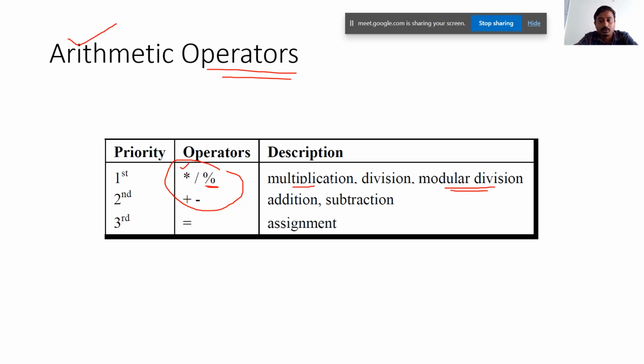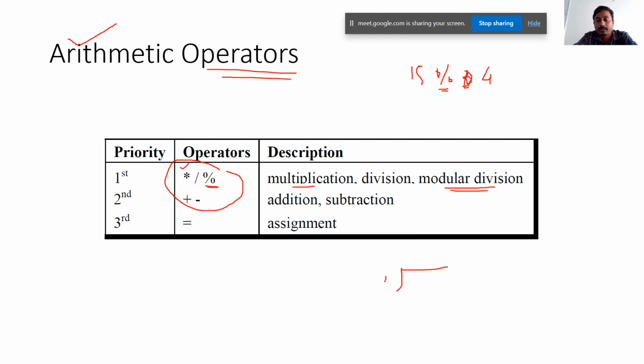Okay, so what is this modular division? It gives the remainder of the operation. Okay, so when we have, let's say, 15 modular division, let's say 3, sorry, not 3, consider 4. Okay, so this modular division gives the remainder of the operation.